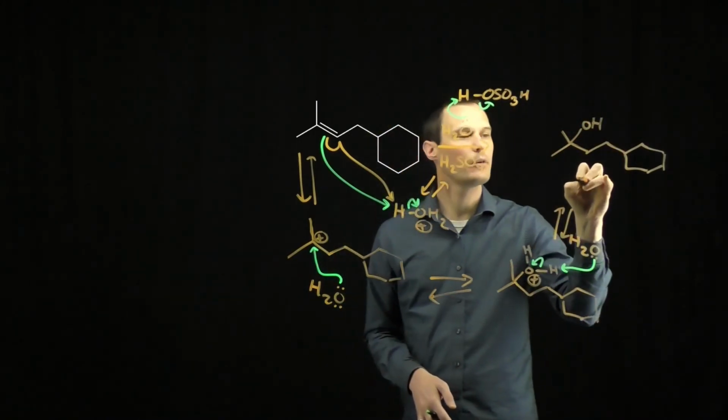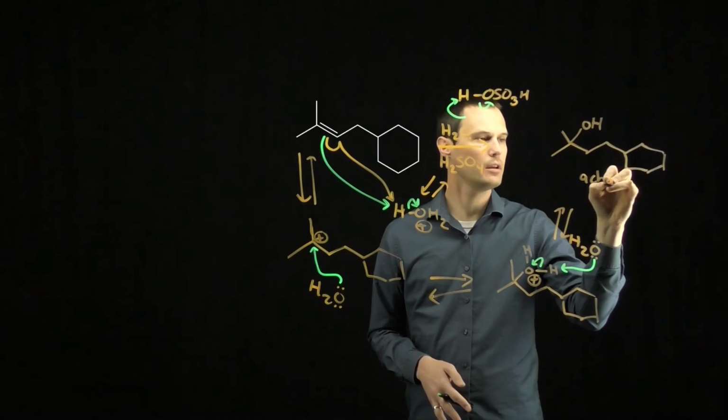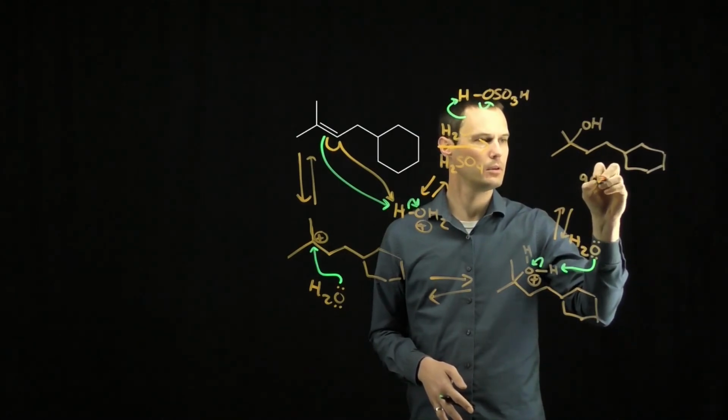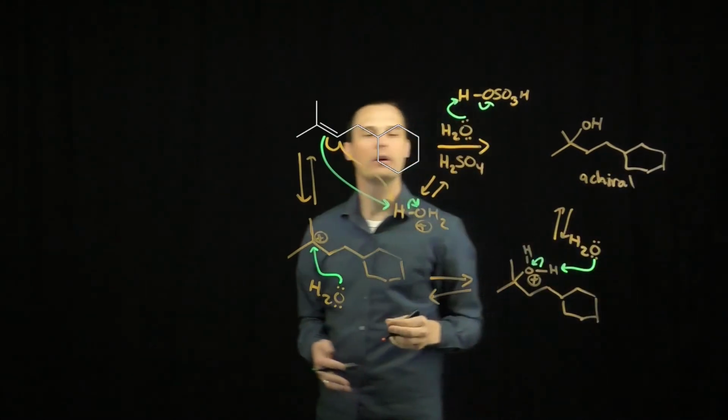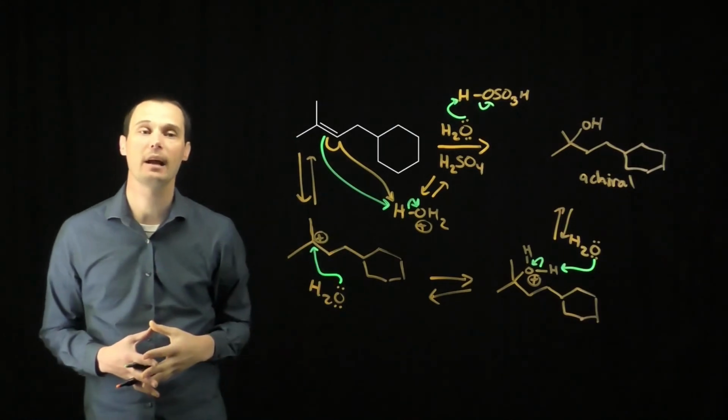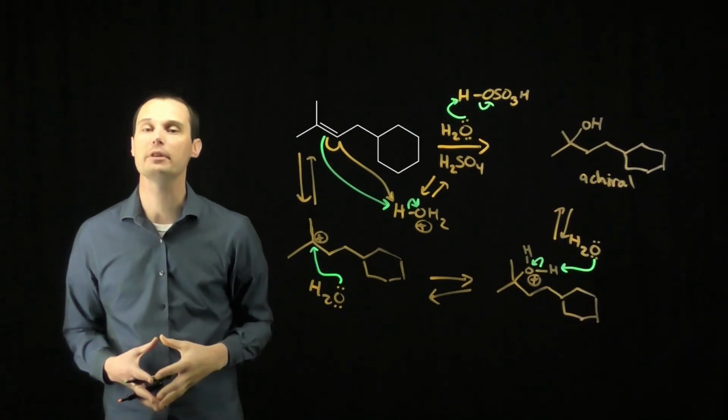This is an achiral product. There are no stereocenters. Achiral. There are no stereocenters in this product, so this will be an achiral product. This will be the only product that we form for this particular mechanism.